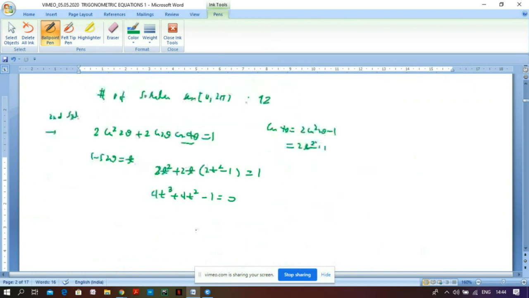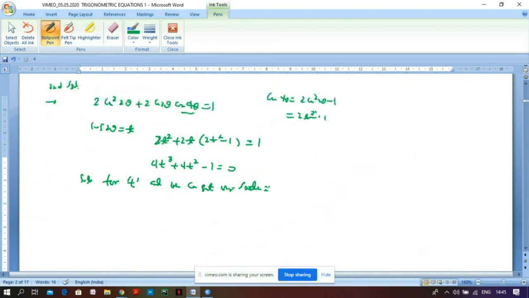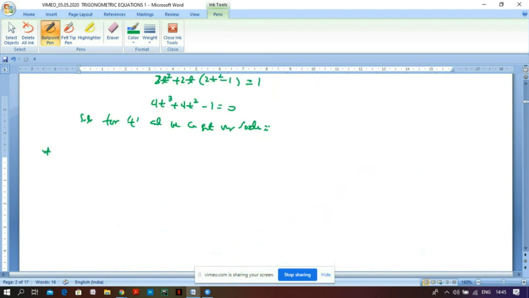And then again by similar logic we can solve for t and we can get our solution. So we can solve in both forms. We just need to be careful about the calculation and then you can do the rest of the work.